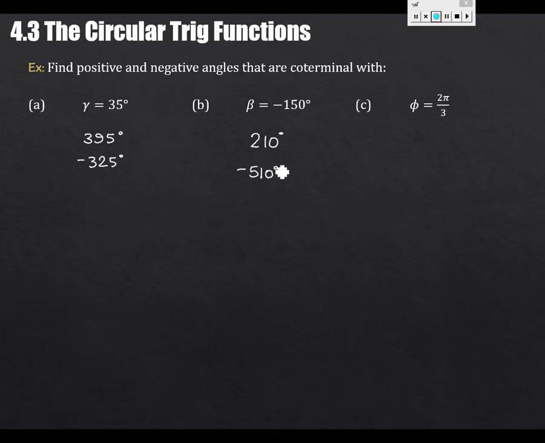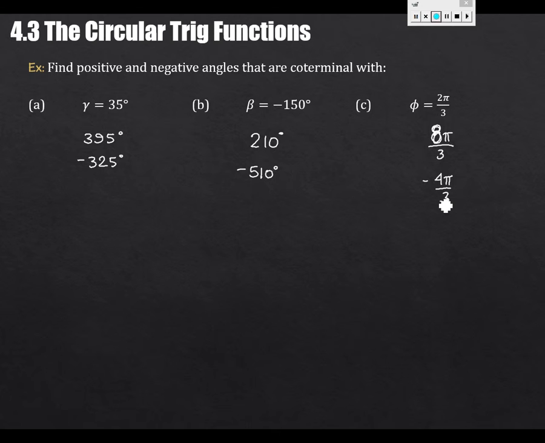Okay, how about Bianca? Give me C then. So did you come up with some there? 9 pi over 3? Oh, 8 pi. And what are you doing there? Yeah, you're adding 2 pi, right, or subtracting 2 pi. Yeah, good.